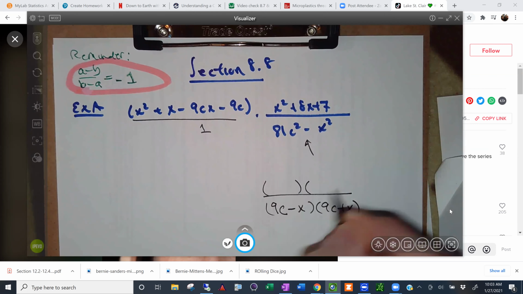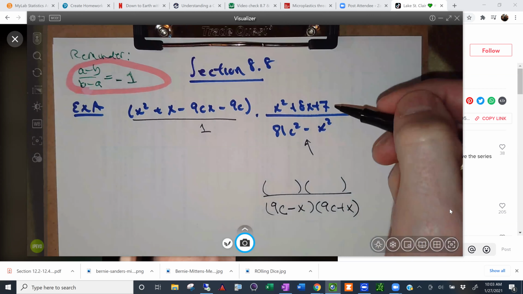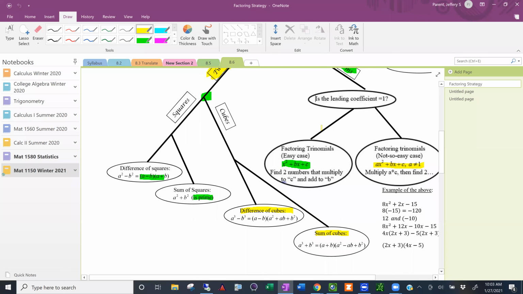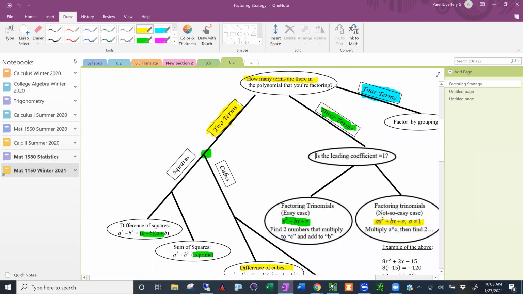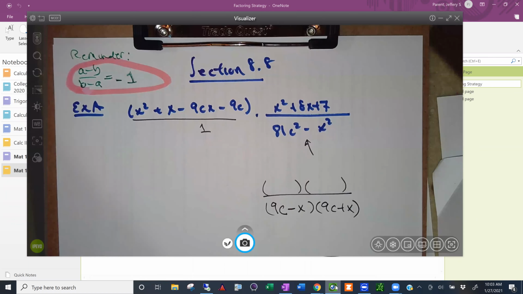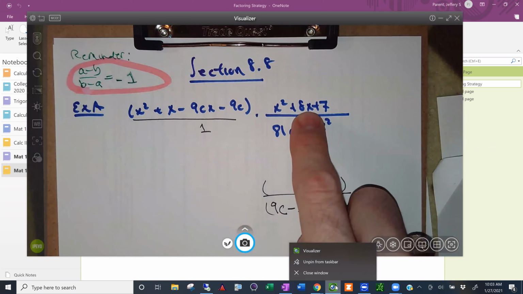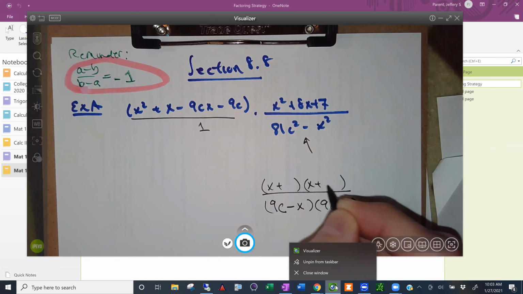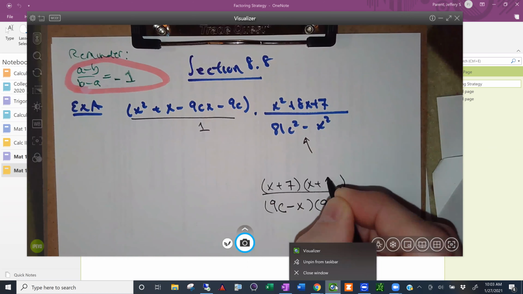Now this one up here, that's got 3 terms. Now if you're thinking about factorization strategy, we've got 3 terms. It has a leading coefficient of 1, so that's the easy case. You're looking for 2 numbers that multiply to 7 and add to 8. 7 and 1. Good. 7 and 1.